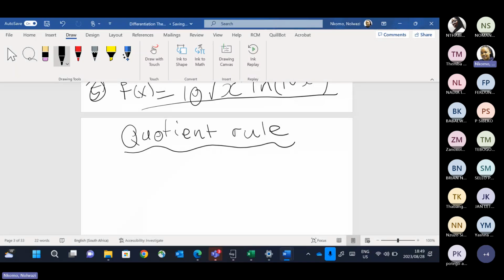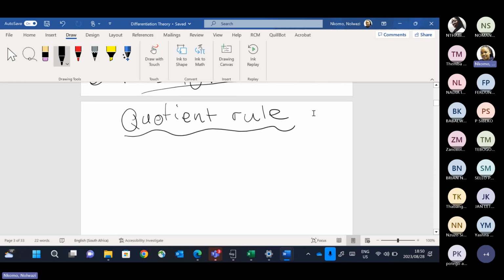Okay, now suppose you are given a function that consists of two functions, given in the form of a quotient function, like a function with a numerator and a denominator, but whereby the numerator and the denominator are both functions. For example, if you are given f at x as u at x over v at x.